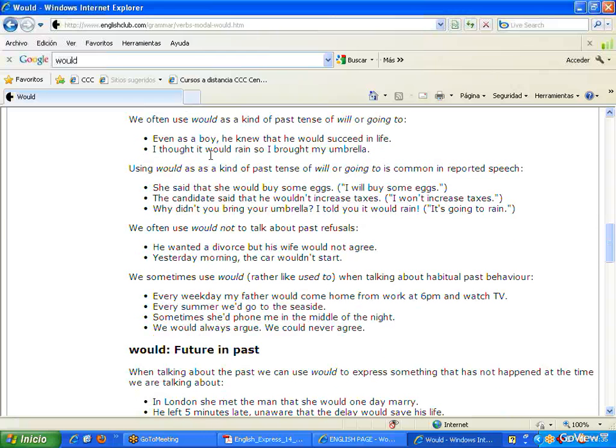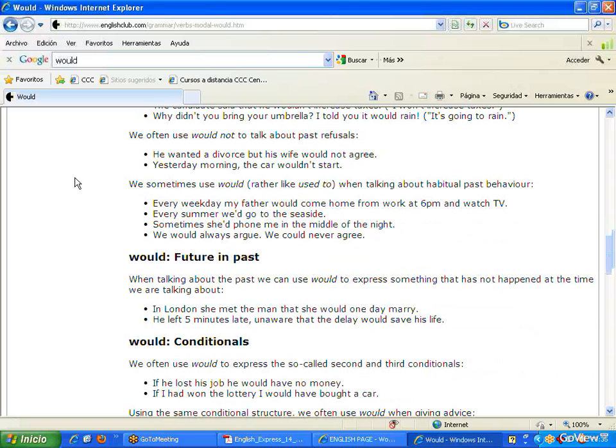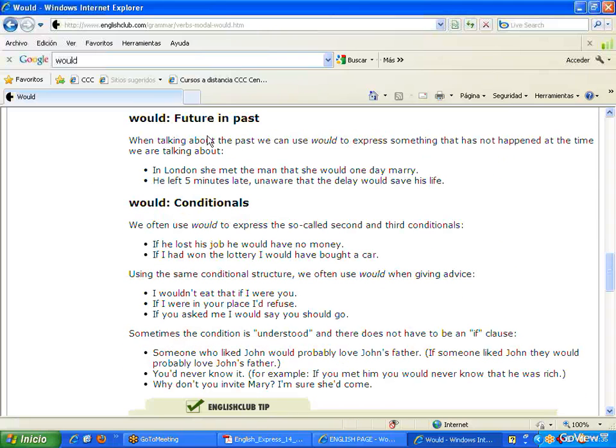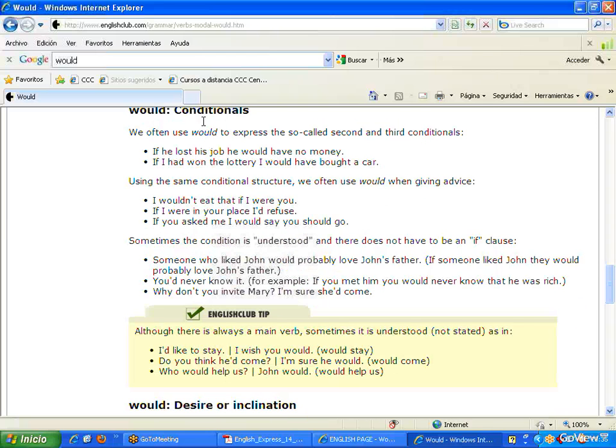When talking about the past, we can use would to express something that has not happened at the time we are talking about. In London, she met the man that she would one day marry. Okay? But here, this is the most usual use of would in conditionals. We use would to express the so-called second and third conditionals. Okay? We use will in the first conditional, and we use would in the second and third conditionals.